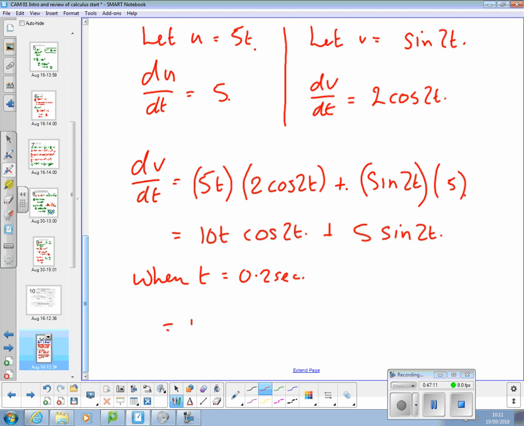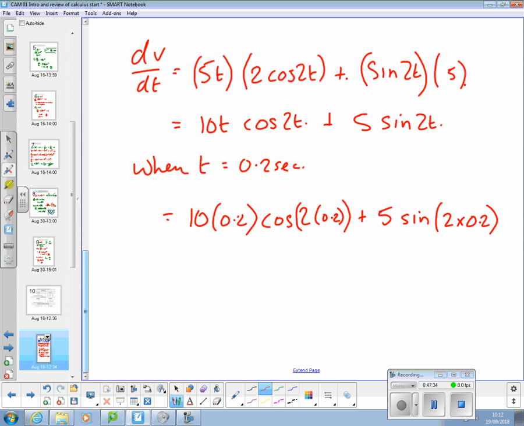So we just say it's equal to 10 times 0.2 cos 2 times 0.2 plus 5 sine 2 times 0.2. Put that in the calculator and see what we get. I think what I've got here, 10t cos 2t plus 5 sine 2t.